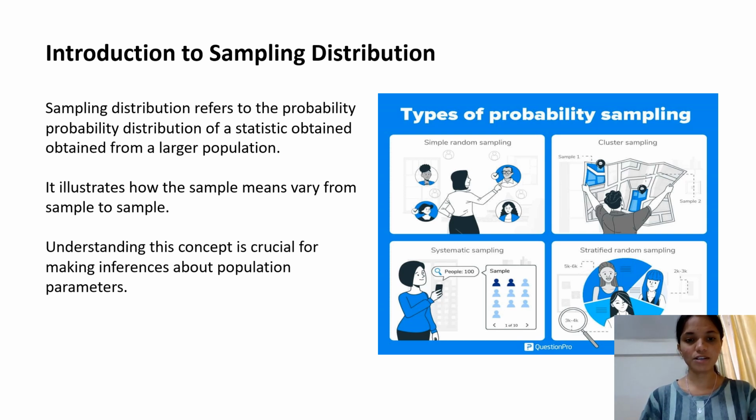Sampling distribution refers to the probability distribution of a statistic obtained from a larger population. It illustrates how the sample means vary from sample to sample. Understanding this concept is crucial for making inferences about population parameters.